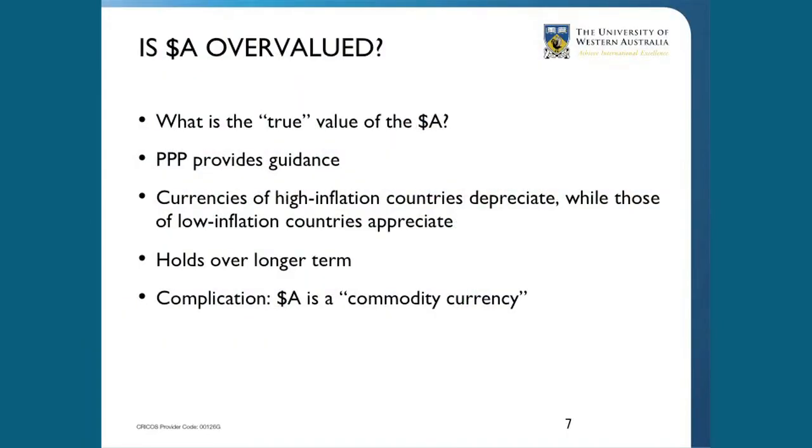We can use the theory of purchasing power parity. PPP tells us that currencies of high inflation countries depreciate over time, currencies of low inflation countries appreciate over time. This holds over the longer term, and so the idea is that currency values are related to prices in the two countries, prices in Australia, prices in the US. We can apply the theory of purchasing power parity by using the Big Mac index, the BMI. Not the body mass index, the Big Mac index. And this has been the subject of serious research at the University of Western Australia for a long, long time now. We've had some very good PhD theses written on analysing the quality of these forecasts of currencies that are published each year in The Economist magazine.